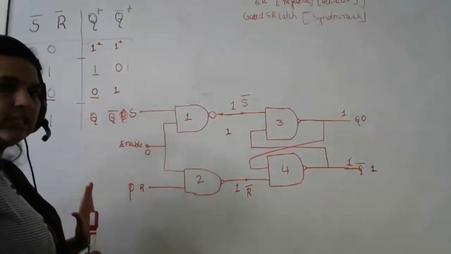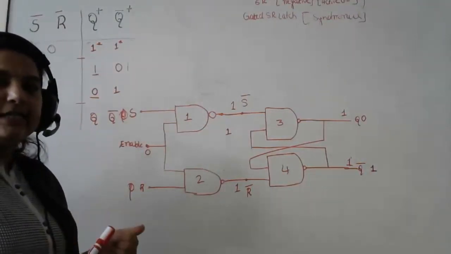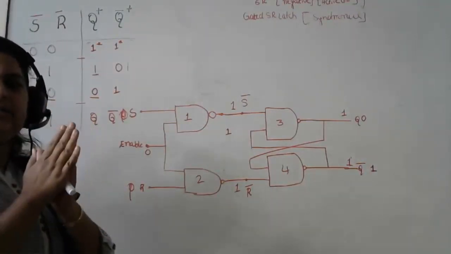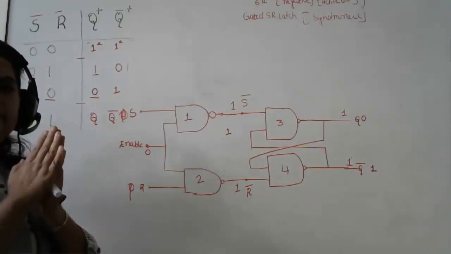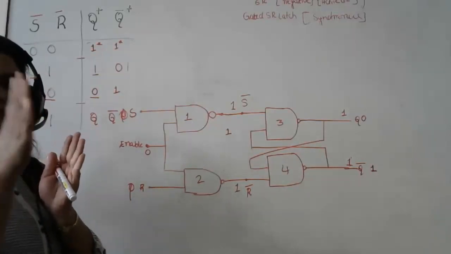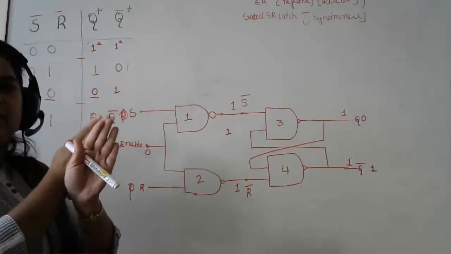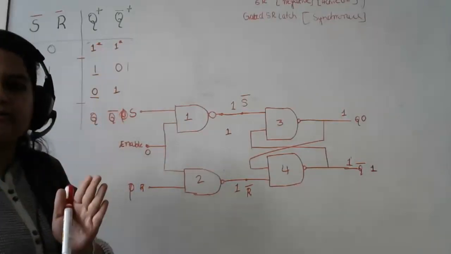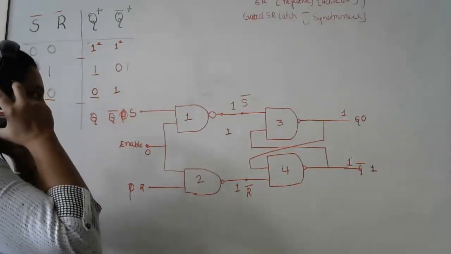See, this is gated SR I told. Gating is what? A gate is something that has been applied here. If I open the gate, then only the signal flows. If I close the gate, then whatever the inputs I am applying from the other side, it will not affect. Right? So that's what the enable is doing here.